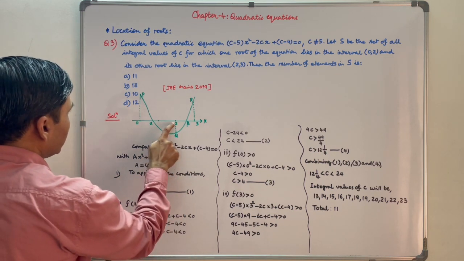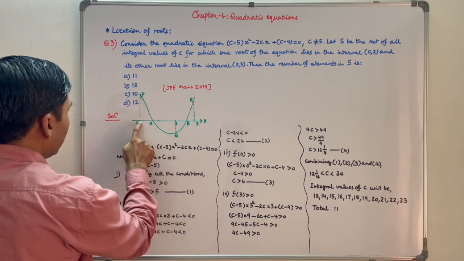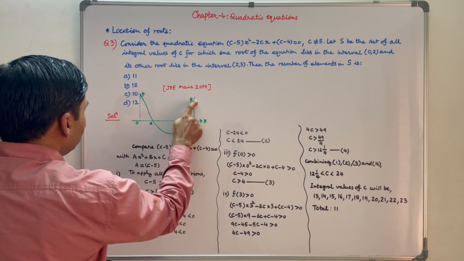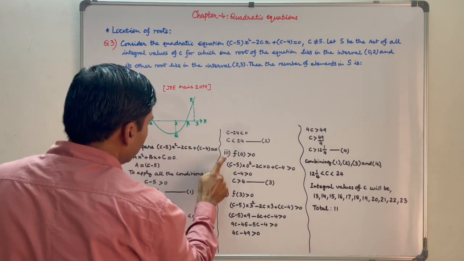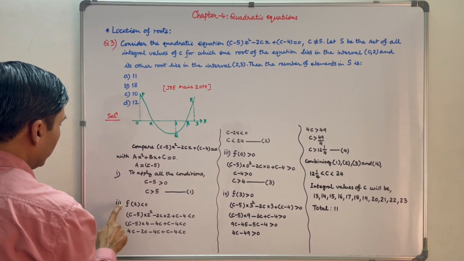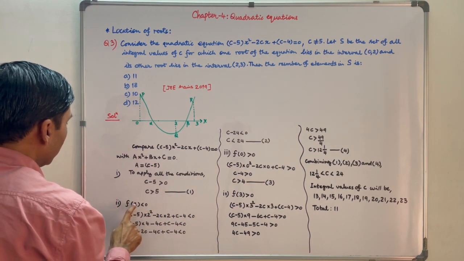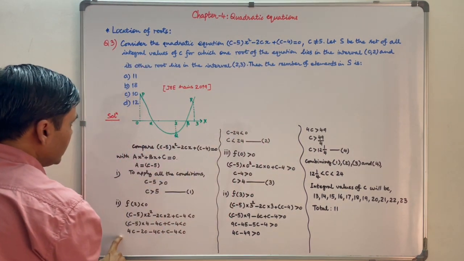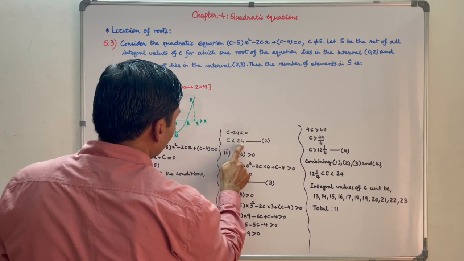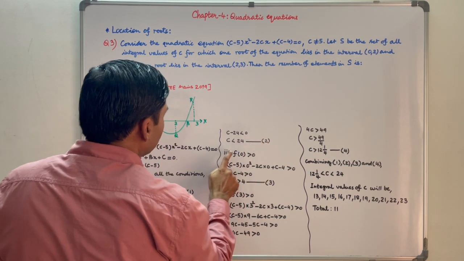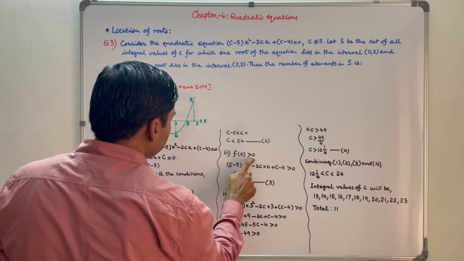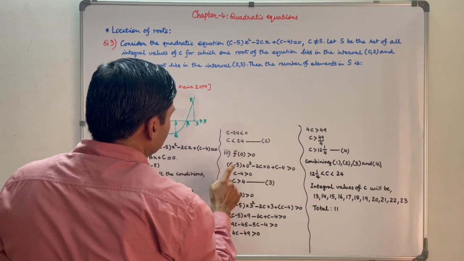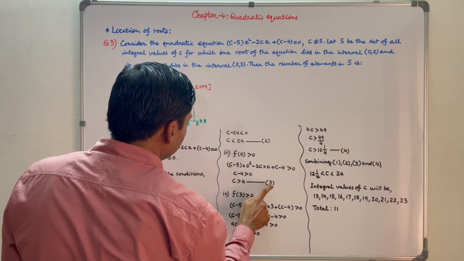From the graph it is clear that f(2) is negative, f(0) is positive and f(3) is also positive. So these will be our condition number 2, 3 and 4. Condition number 2, f(2) is less than 0. Put x equal to 2 in this expression to get f(2). So the condition is c is less than 24. This is point number 2. Condition number 3, f(0) is greater than 0. Put x equal to 0 in this expression to get f(0). So c is greater than 4. This is point number 3.